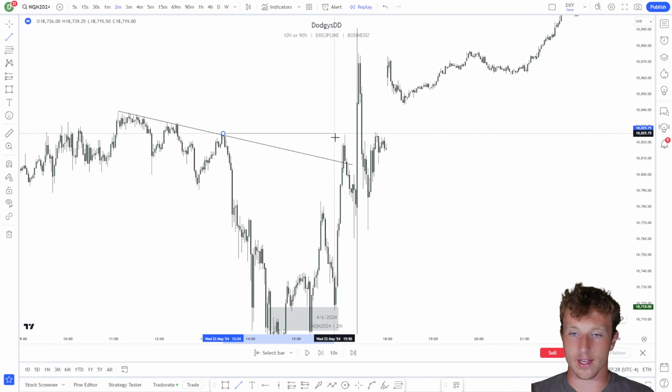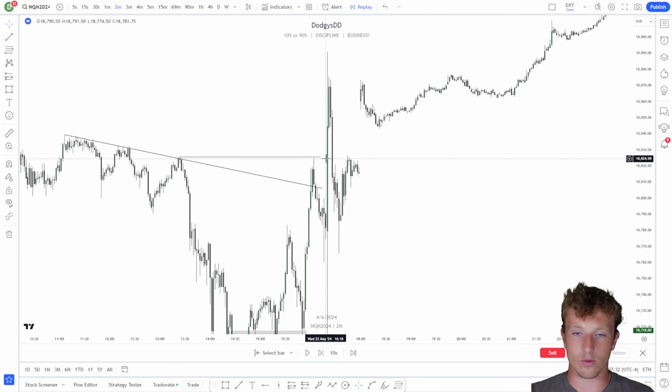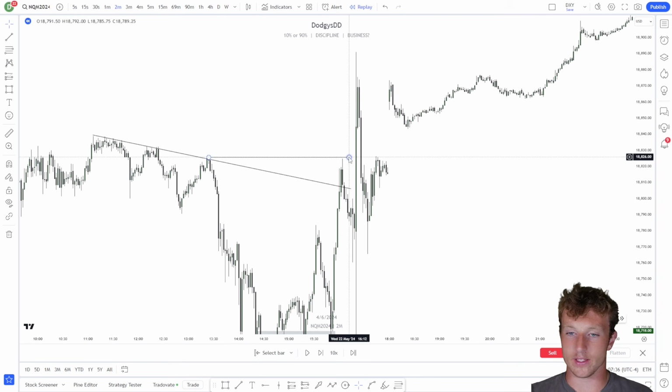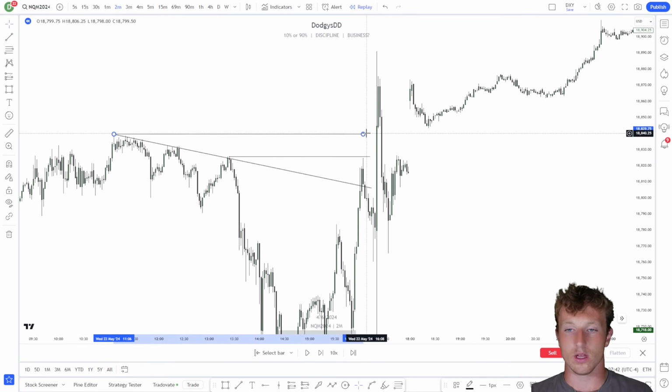Now, what do you notice? We actually fail to hit it in this high. We wick back down. I'm pretty sure this is earnings. And then look what happens when we hit the high. We hit this high and it instantly bursts through this high, and all these highs, because it's all stop losses getting triggered.